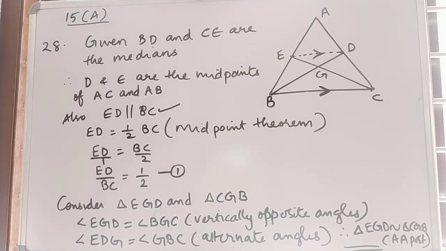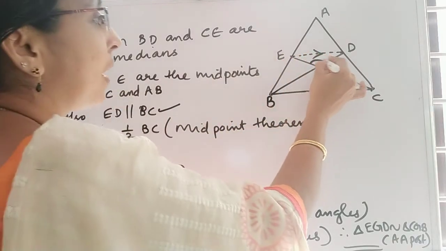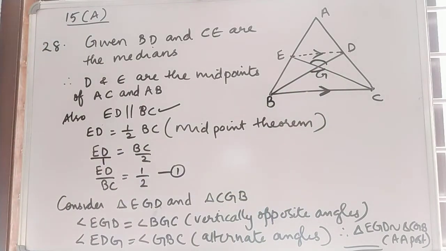We want to prove triangle EGD is similar to triangle CGB. For that, we consider these two triangles, EGD and CGB. These two triangles should be similar. That is the first part. So angle EGD is equal to angle BGC, because these two angles are vertically opposite angles.